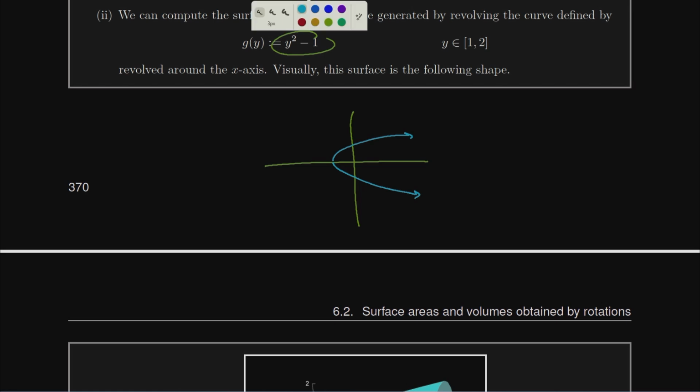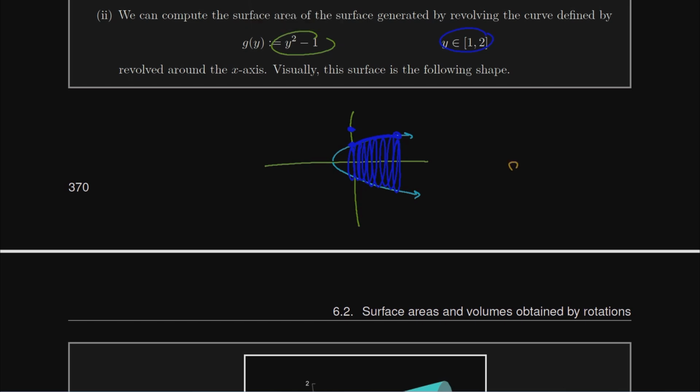We're going to go over the range of values starting at 1 and ending at 2. So here's the 1 for y, here's the 2 for y. So we're going to grab this range, and we're going to revolve that around the x-axis as well. So we've got this shape here. Now we're going to calculate the surface area of it.